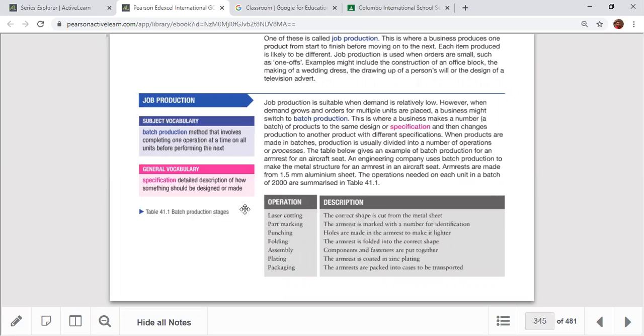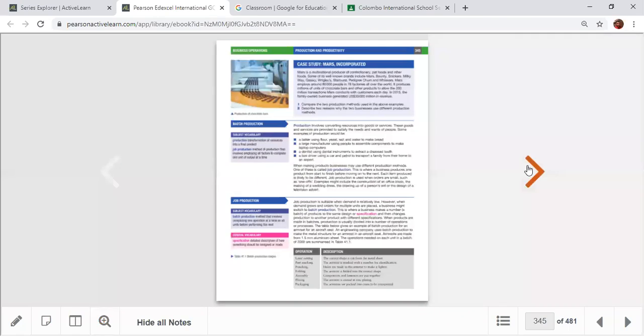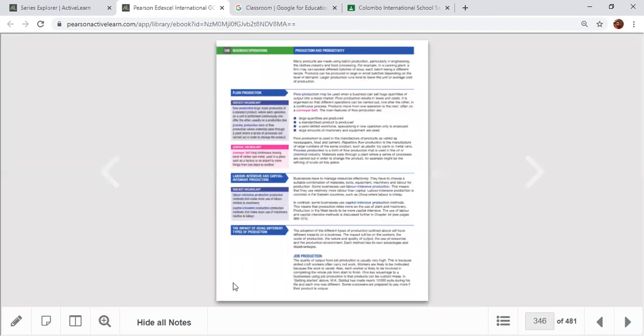Therefore, in a batch production organization, they can easily use division of labor and job specialization. So these are the two main methods. So far we have talked about job production as well as batch production. A job production example is a bridal dress. A batch production example is a bakery.